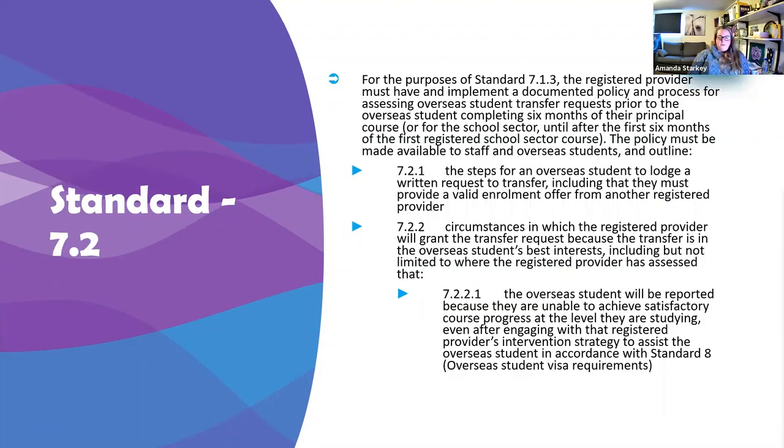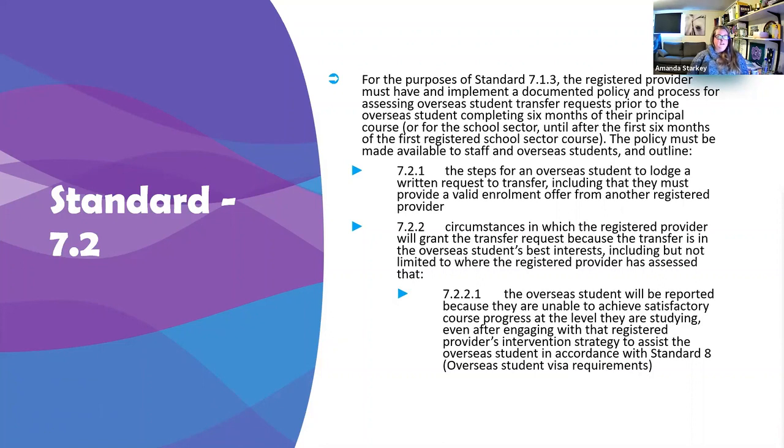Standard 7.2. For the purposes of standard 7.1.3, the registered provider must have an implemented documented policy and process for assessing overseas student transfer requests prior to the overseas student completing 6 months of their principal course. I'll skim over the school sector. The policy must be made available to staff and overseas students and outline 7.2.1, the steps for an overseas student to lodge a written request to transfer, including that they must provide a valid enrolment offer from another registered provider.